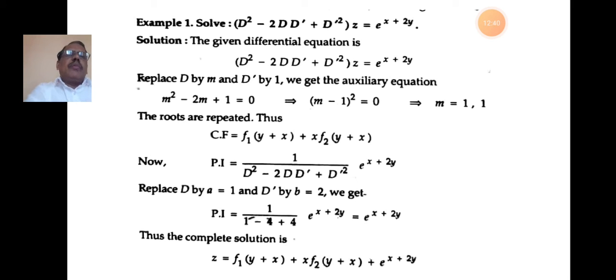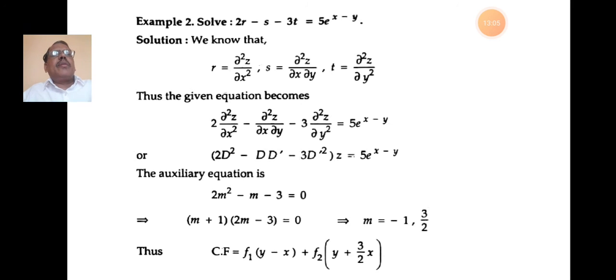Particular integral is 1 by (D square minus 2DD' plus D' whole square) into e to the power of (x plus 2y). Replace D by 1 and D' by 2. We get particular integral as 1 by (1 minus 4 plus 4) e power (x plus 2y). Thus the complete solution is z is equal to f1 of (y plus x) plus x into f2 of (y plus x) plus e to the power of (x plus 2y).